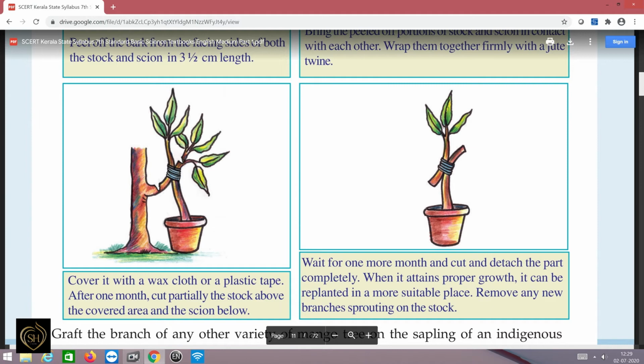Okay, this is about the layering. This way we can do the layering. You can practice in your garden today itself. It's very interesting. Today you can start it, and after 1 month you partially cut the stalk above the covered area and the scion below the covered area, and wait 1 more month and detach the part completely. When it attains proper growth, you can replant it in the soil, and remove any new branches sprouting on the stalk.